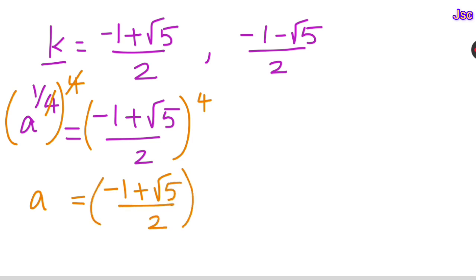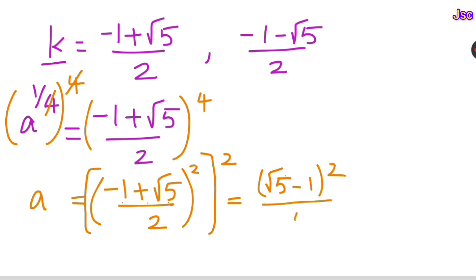This whole power 4 we can write as 2 times 2. Now it is in the form of a power m times n. We can write this as a power m whole power n. So we can write this as minus 1 plus root 5 over 2 whole power 2 and again whole power 2. We can write this as root 5 minus 1 whole square over 4 whole power 2.